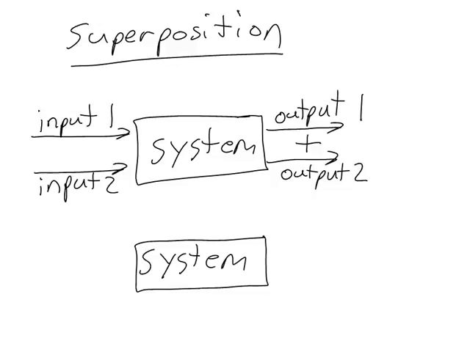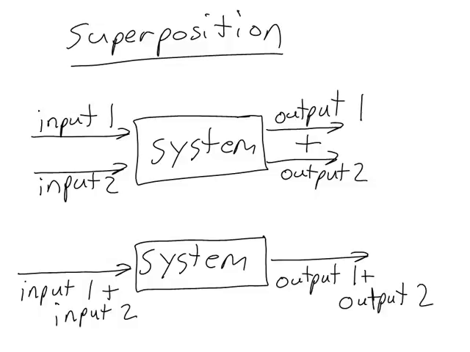Another way of saying this is that if we apply to a system an input that is the sum of two other inputs, then the output of the system will be equal to the sum of the two outputs. Let me show you an example.